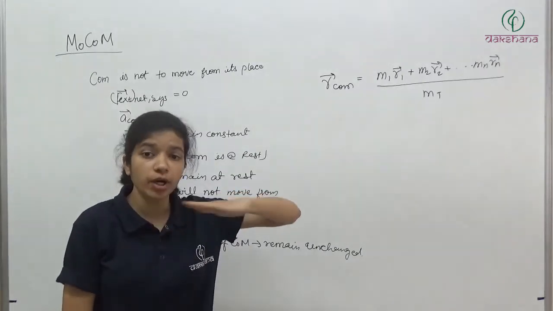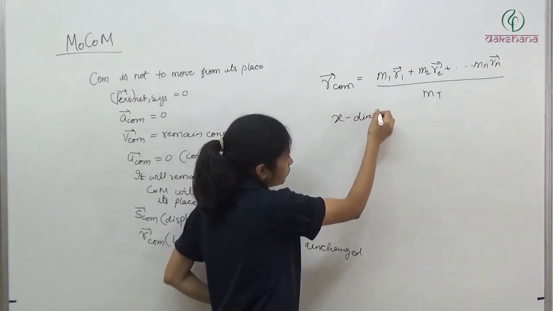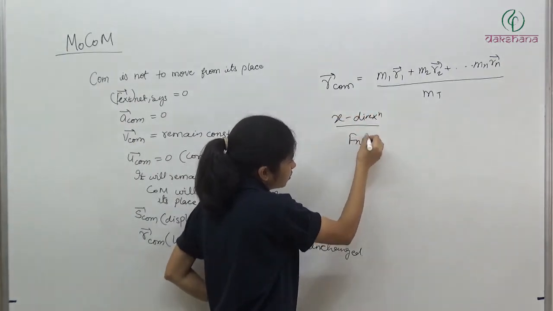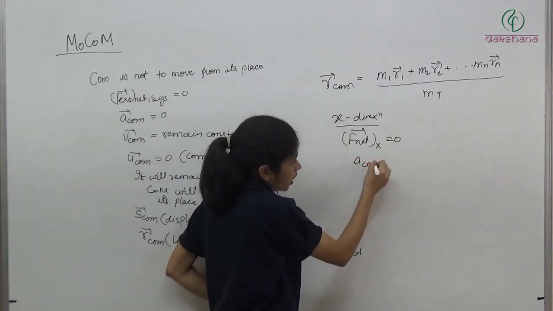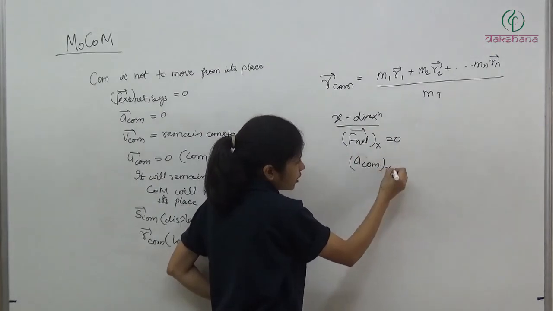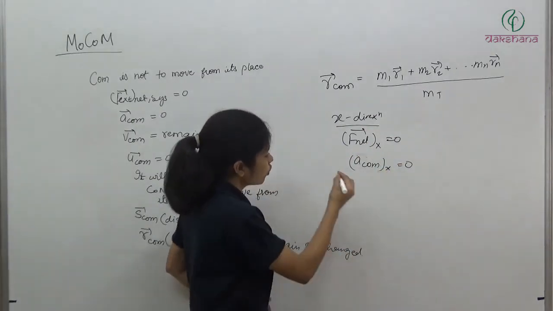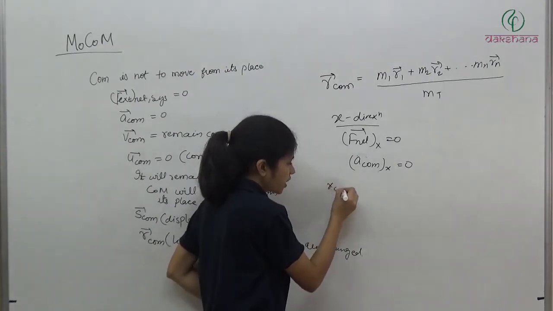We are talking about a particular direction. So if we take the x direction and F net in the x direction is 0, then a of center of mass in the x direction is going to be 0. ठीक है? तो हमारे पास x of center of mass की लोकेशन हम लिख सकते हैं.